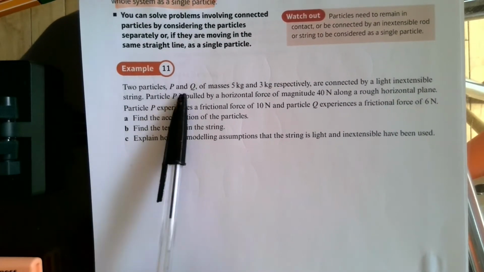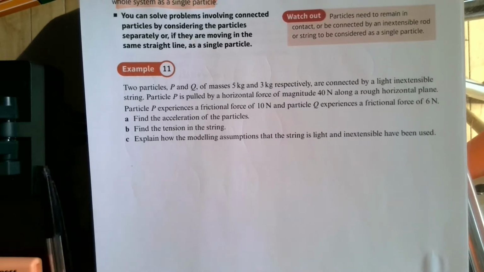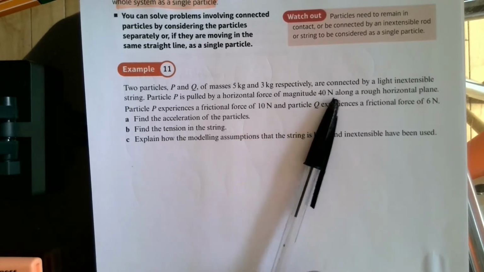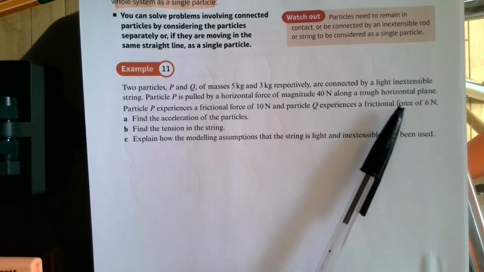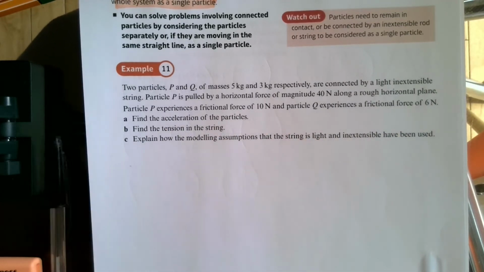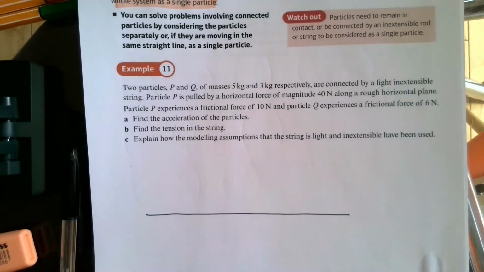Two particles, P and Q, of masses 5 kilograms and 3 kilograms, are connected by a light inextensible string. P is pulled by a horizontal force of 40 newtons along a rough horizontal plane. P experiences a frictional force of 10 newtons and Q experiences a frictional force of 6 newtons. So the first thing I'm going to do is make a quick sketch. So this is the plane that they are being pulled along.